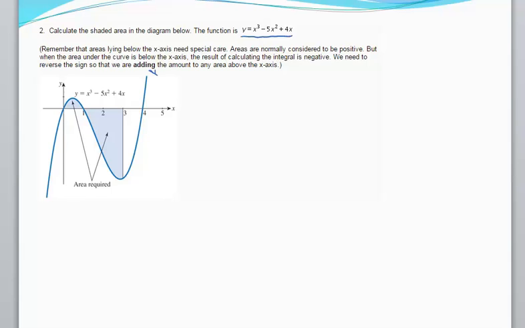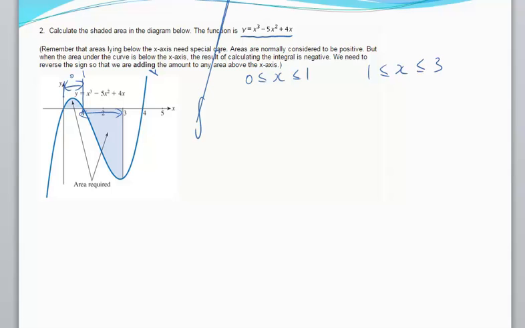We've got 2 parts to do. We want to look between 0 and 1, so 0 is less than or equal to x is less than or equal to 1. And then we're going to look between 1 and 3, so 1 is less than or equal to x is less than or equal to 3. We're going to look at both these parts separately.